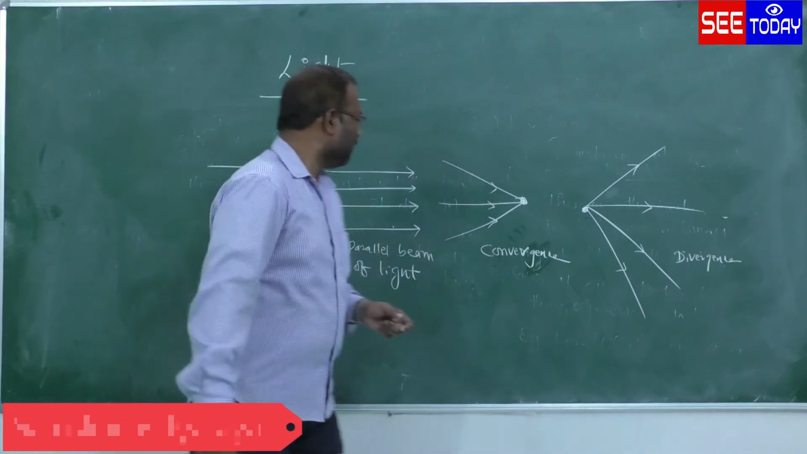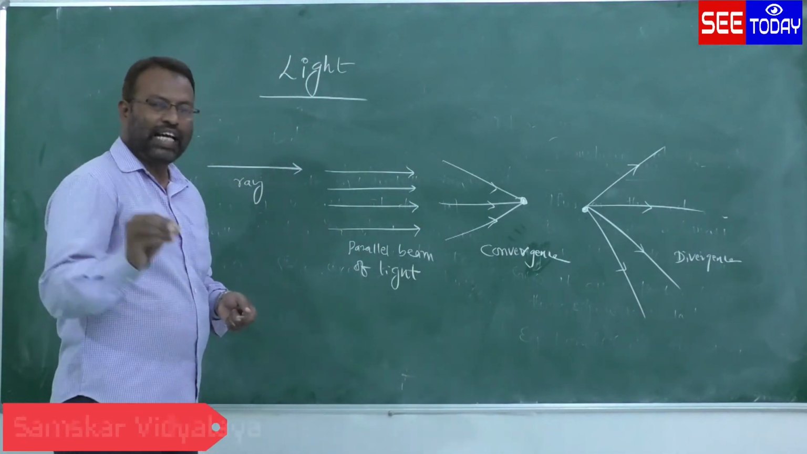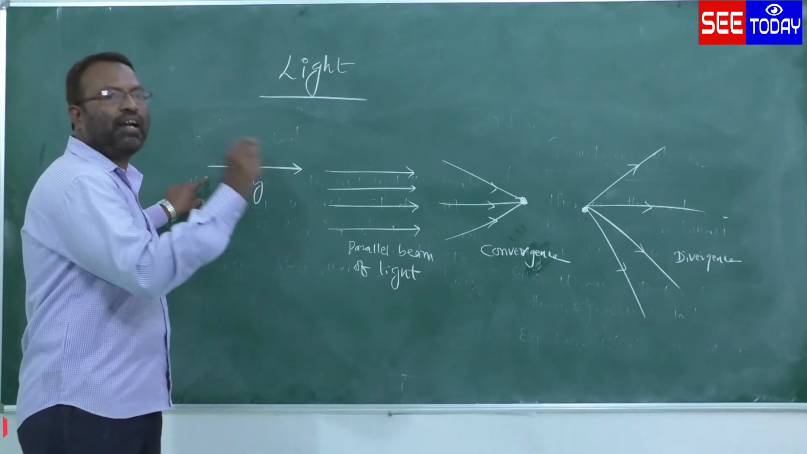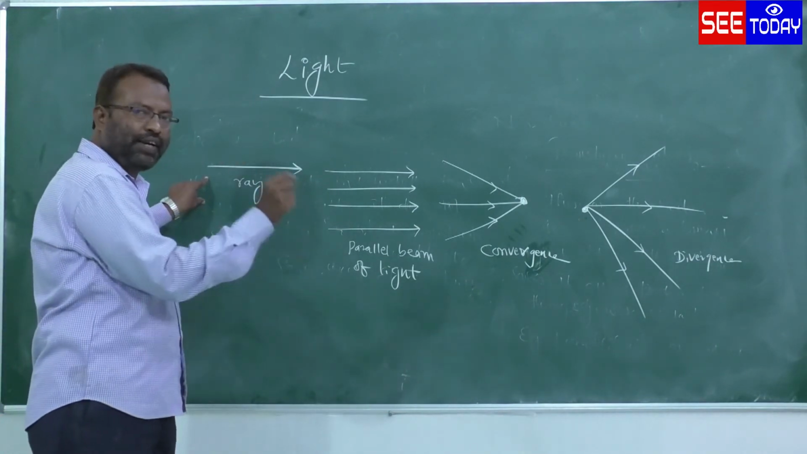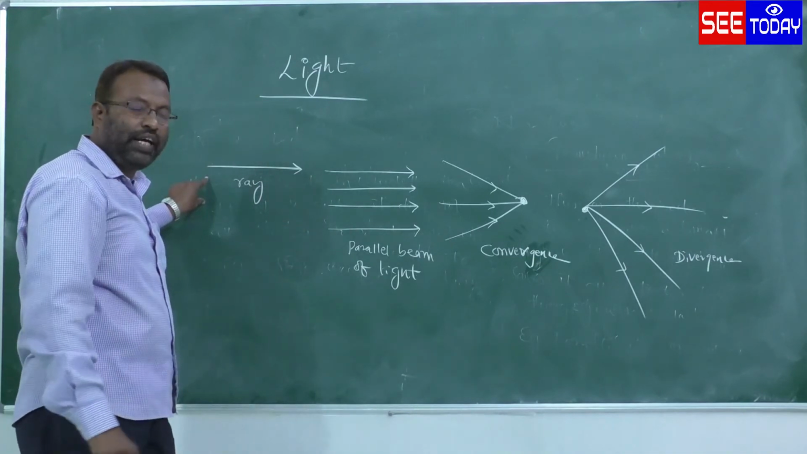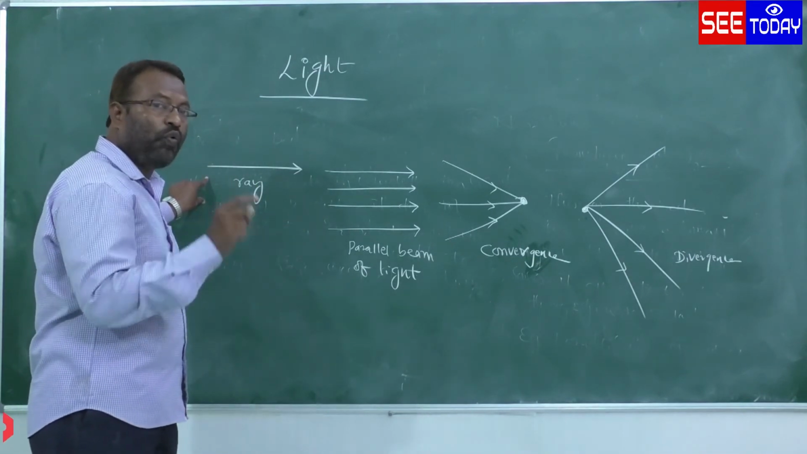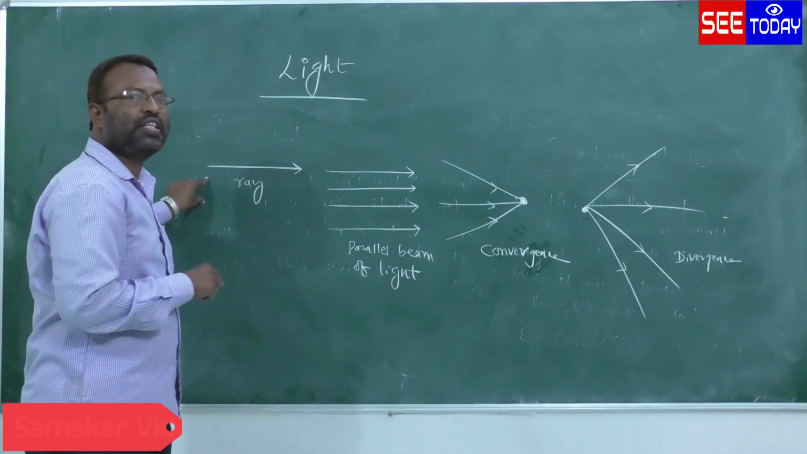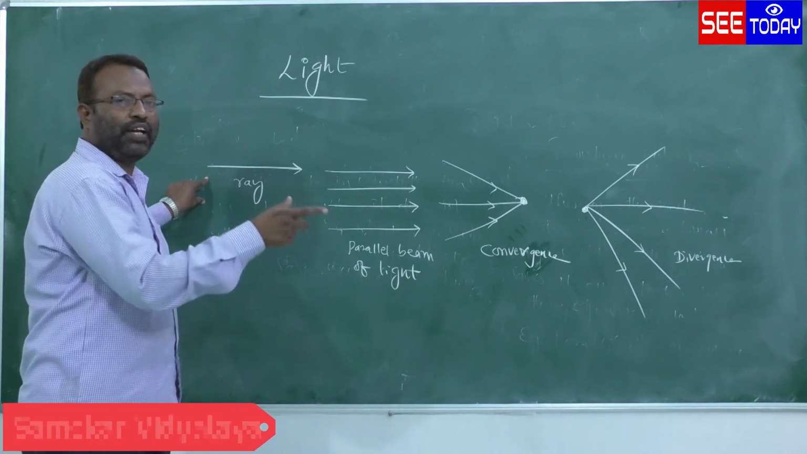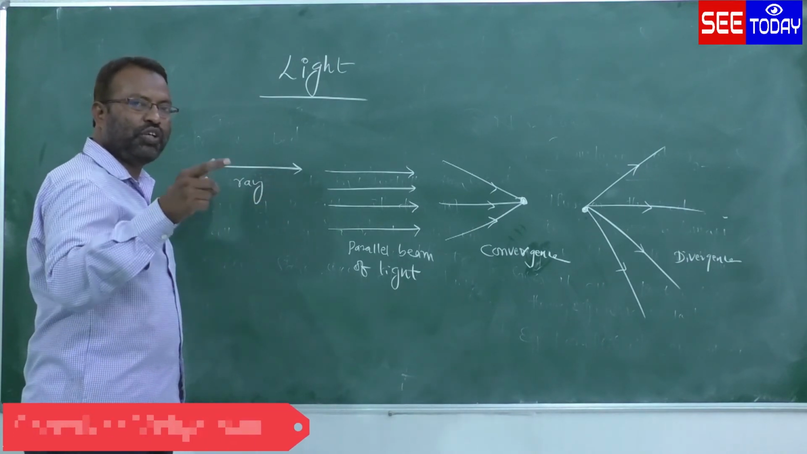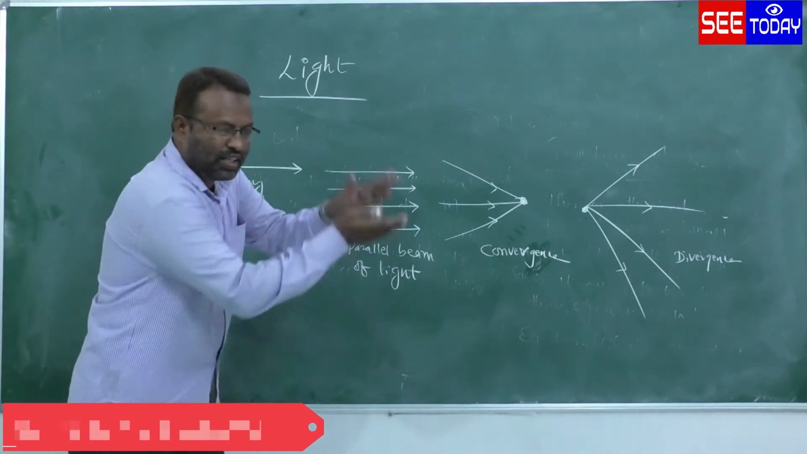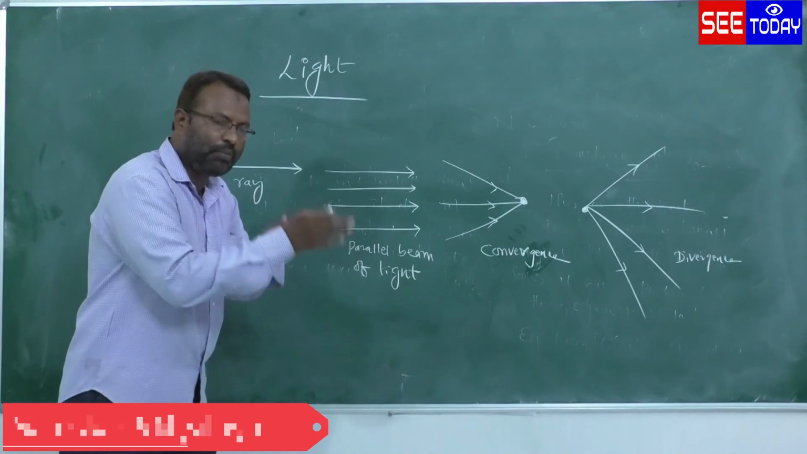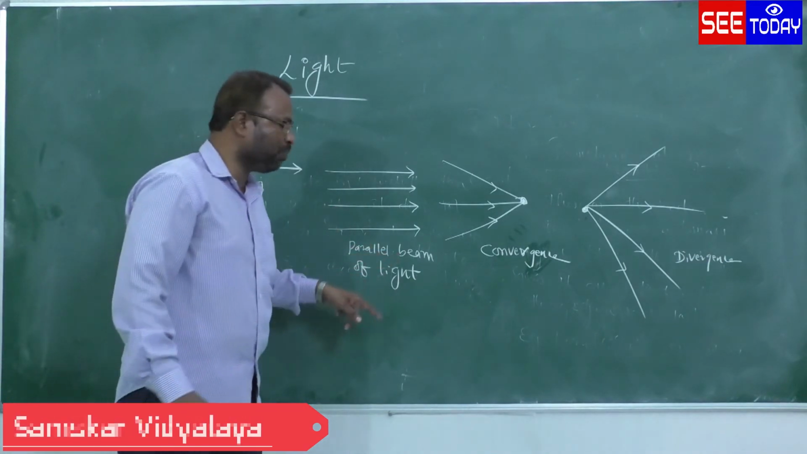So, now you see, there are 4 different things I have drawn on the board. What is that? A single pencil ray of light is simply what you can call a ray, and you have to think that one ray is not possible from the source. It is impossible to get one ray from the source. When you switch on the light, a group of rays comes out. If the rays travel parallel to each other, we call it a parallel beam of light.